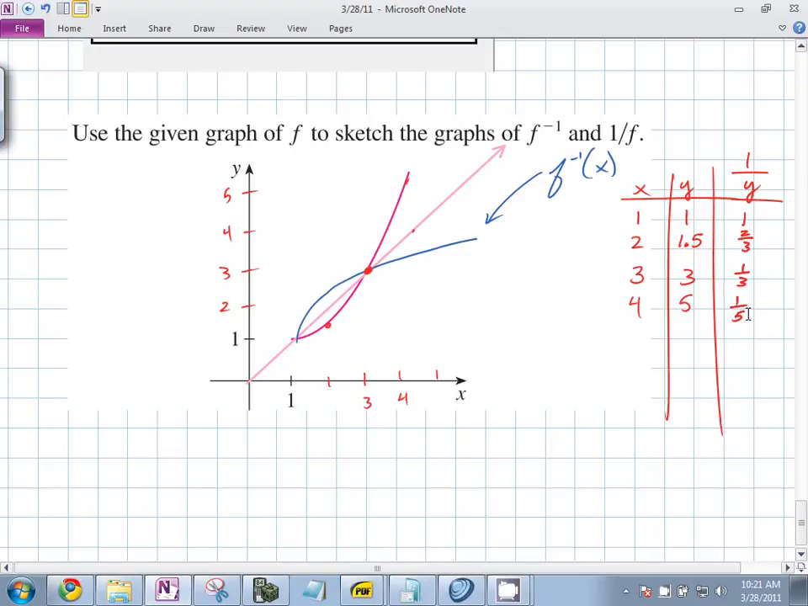So I'll change colors here. Let's go to silver. So what numbers stay the same? 1 stays the same. Correct? So then we got at 2, what is it? 2/3. And at 3, what is it? 1/3. And at 4, what is it? 1/5. So what does this thing look like?